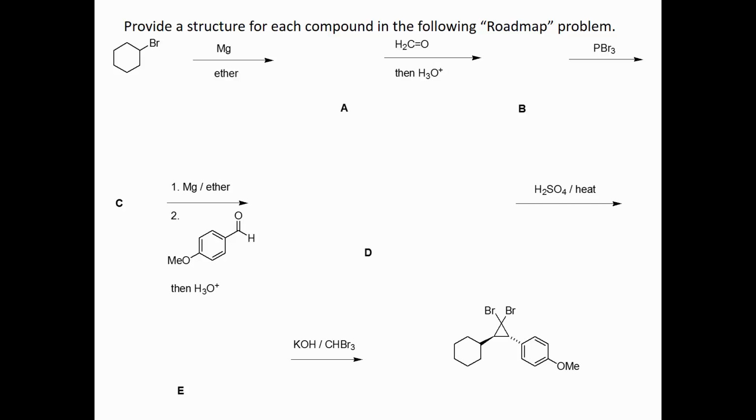Okay, so the first problem we have here is something called a roadmap problem. This is where you transform a simple material into a complex material, and you have to provide the structures of the little interesting things that are being produced along the way. All right, so let's look at this one.